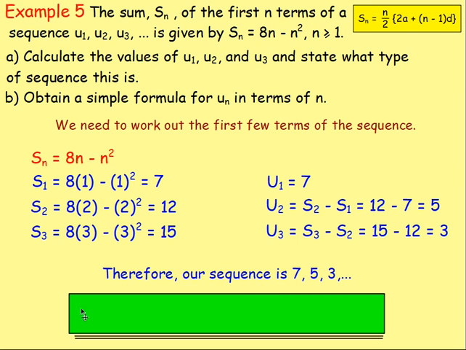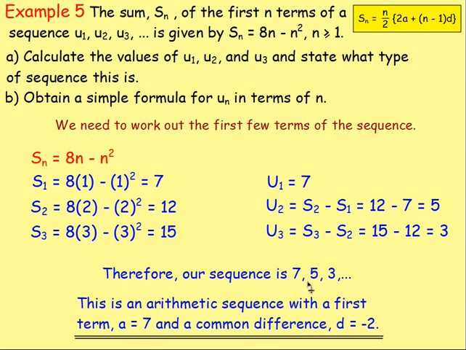Because we are going down by the same thing every time. What type of sequence is it? Arithmetic! It is an arithmetic sequence. And you can see the first term is 7, so it's an arithmetic sequence with first term a equals 7. And there's a common difference. Remember, it's going down, it's decreasing. So we'll have negative, and it's going down by 2. So it'll be negative 2.